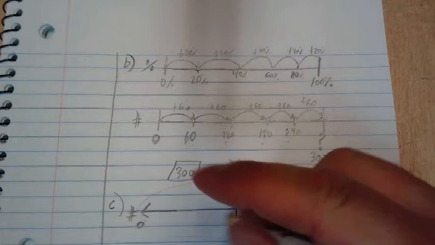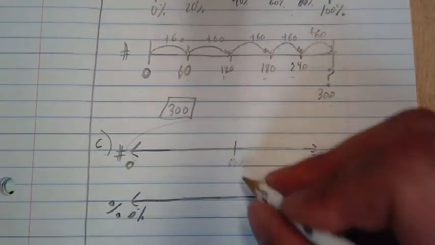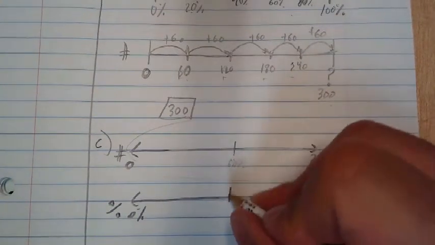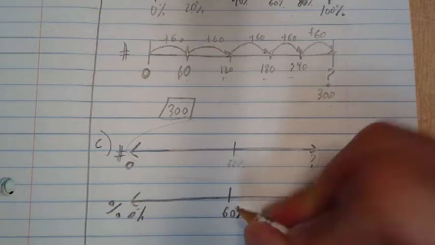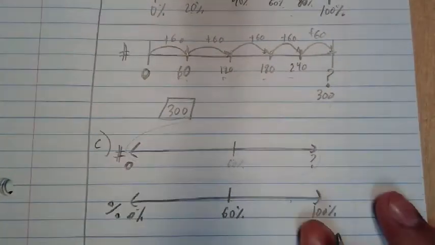You saw what I did? Guys, I'd like to say I did that on purpose, but I didn't. The mistake I made: 60% should go with the percent line. So make sure you don't make the same mistake. Percents go with percents, numbers go with numbers.